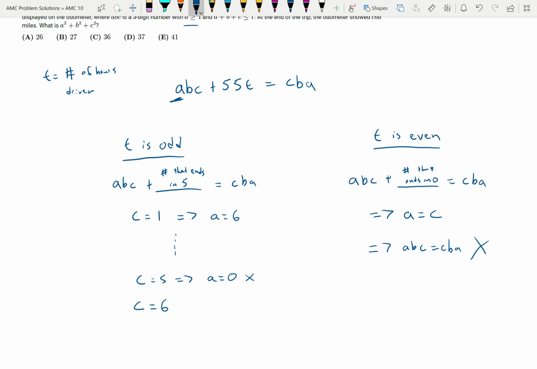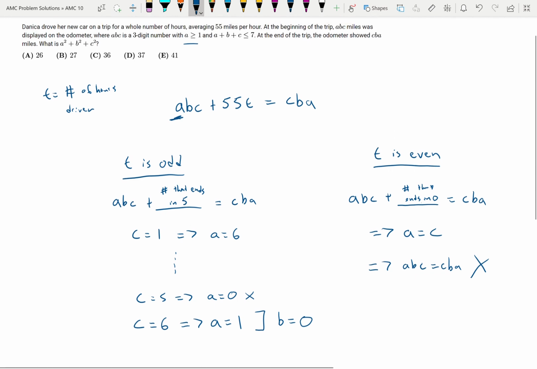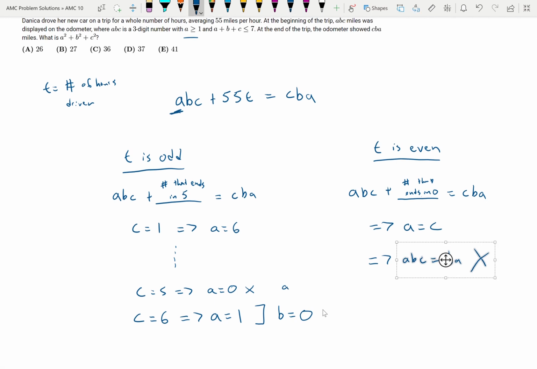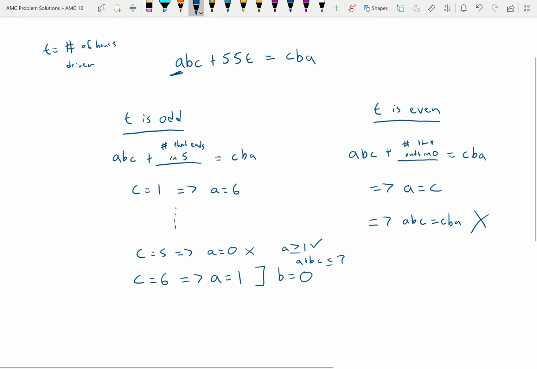But now we consider, what if C is equal to 6? That would mean that A's got to be equal to 1. So if that's the case, then B would be equal to 0 to satisfy all our conditions, because it's got to be true. It checks out that A is greater than or equal to 1, and if B would be equal to 0, then it would check out that A plus B plus C is less than or equal to 7.